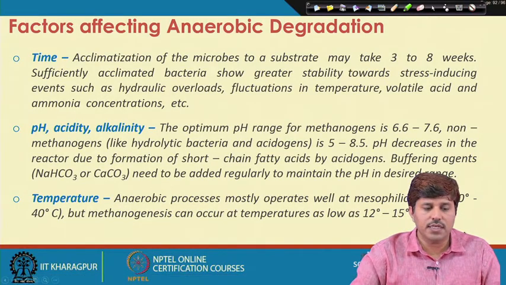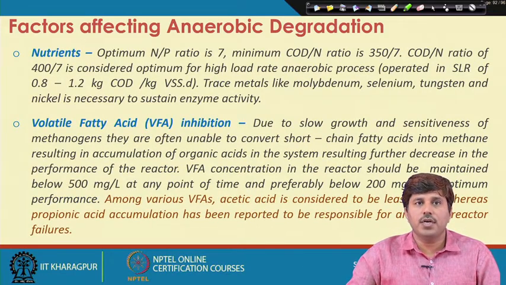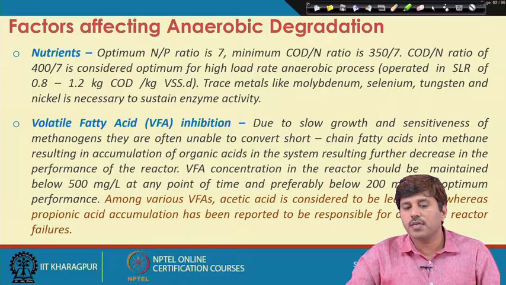The other things that affect it are the nutrients. What is the level of nutrients? The optimum nitrogen to phosphorus ratio is 7. The minimum COD to nitrogen ratio is 350 to 7. Okay. So, 350 to 7, that is 50 to 1, is the kind of ratio which should be maintained.